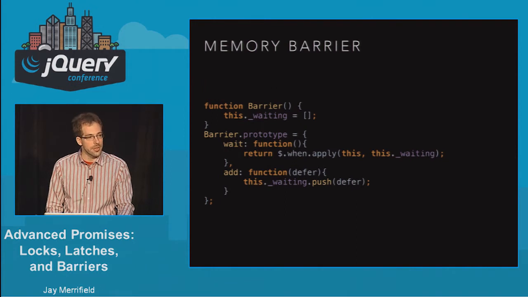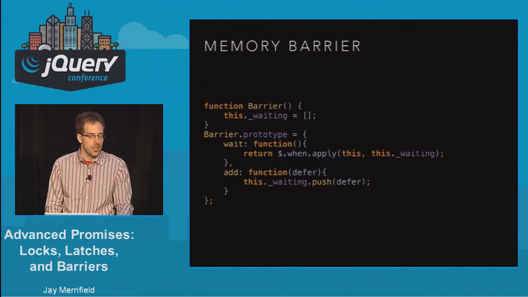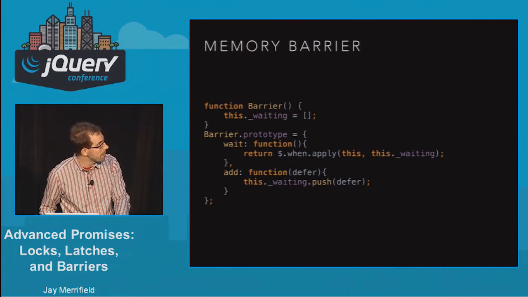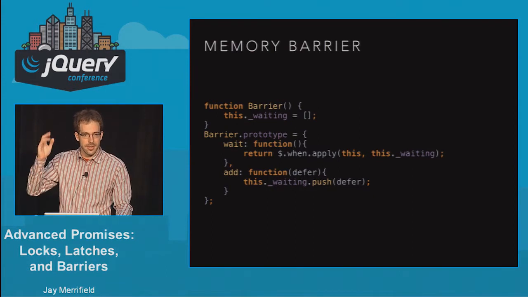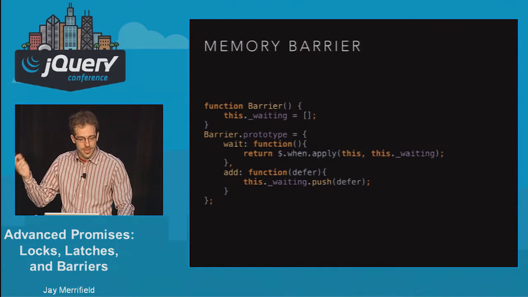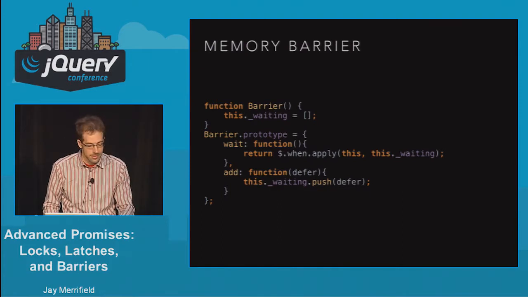And we add to it all the promises that we're having. So in theory, you don't really need to have a barrier object. It just makes it a little easier to say, hey, I'm ready. You register things to the construct, and then you say, wait.